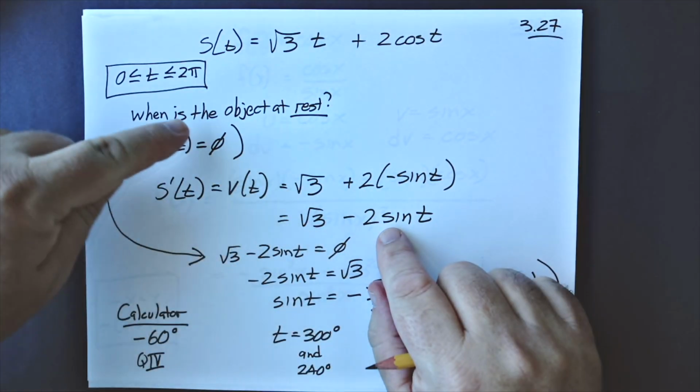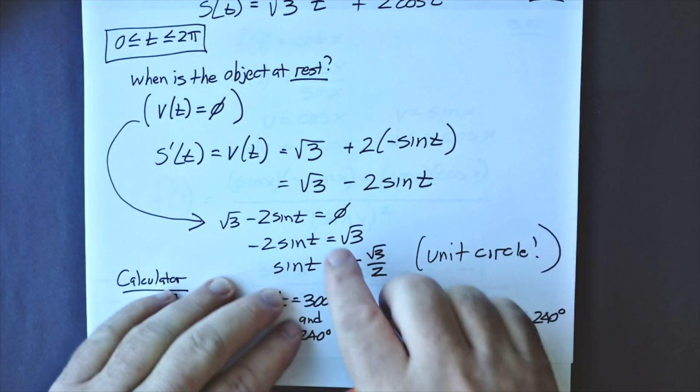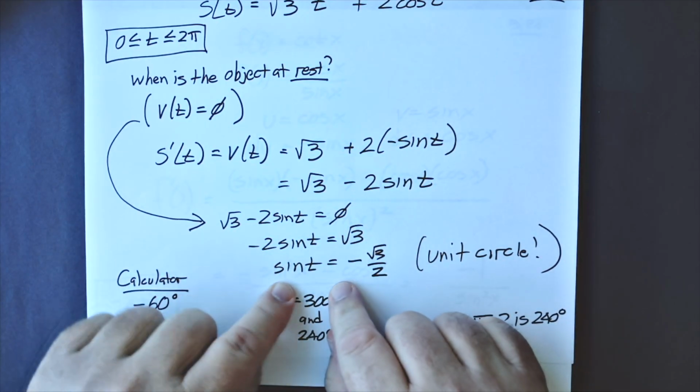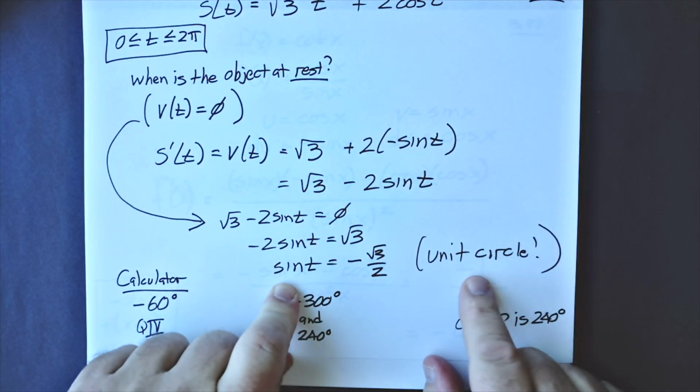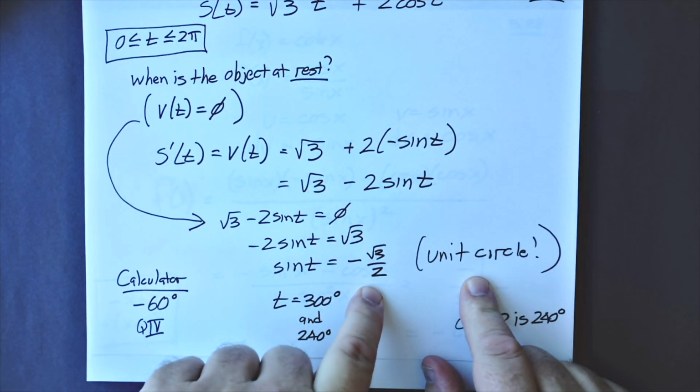Then this is our v of t, and we set it equal to 0 and solve. So I set this equal to 0 and I solve, and we get one of those trig functions. So this is a unit circle question. When is the sine of t negative square root of 3 over 2?